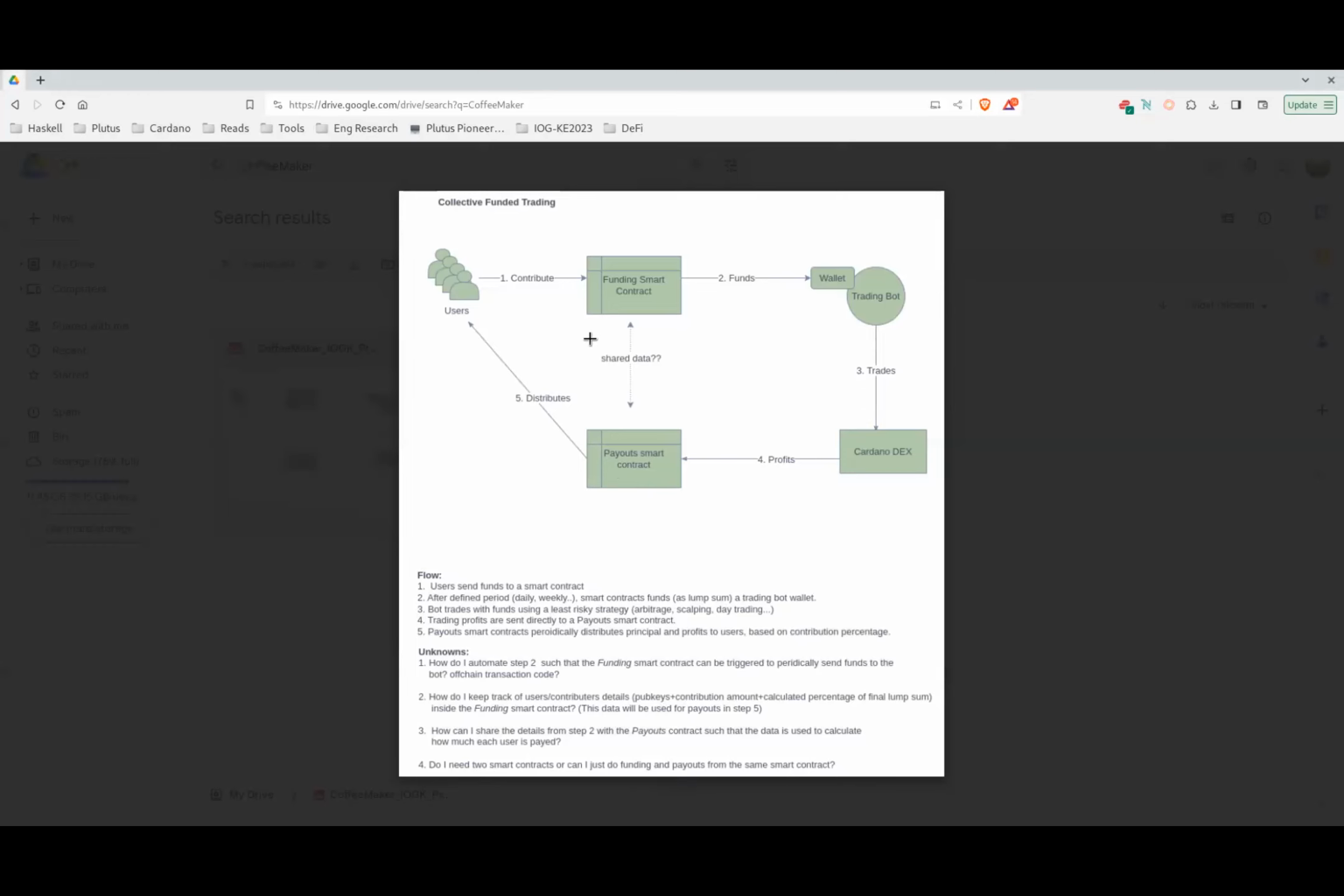Yes, that will work. But I'm trying to make it as... yeah, the thing is, because you have to trust the trading bot, you're kind of centralizing trust and responsibility in some way. Yes. But I'm thinking that maybe if you create UTXOs with your key hash in the datum in the funding smart contract, you have a bunch of those.